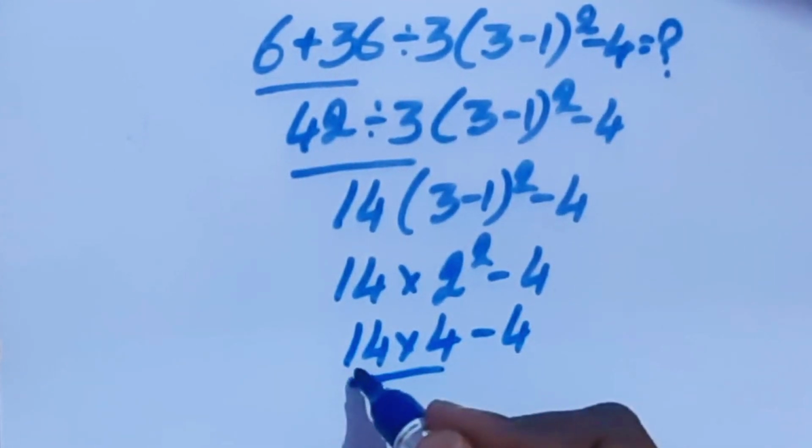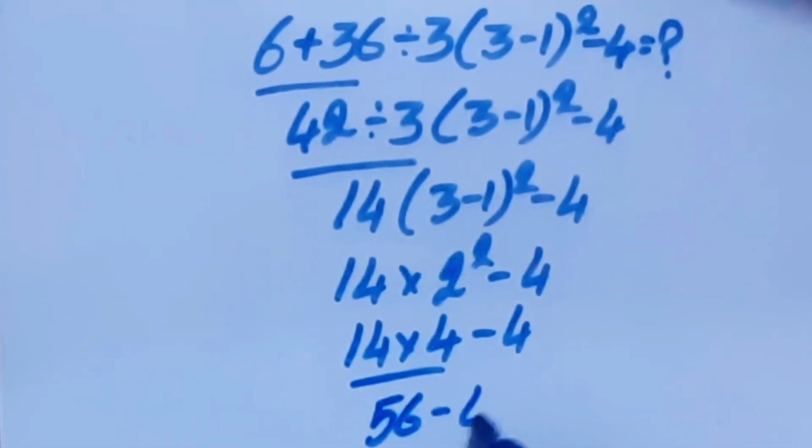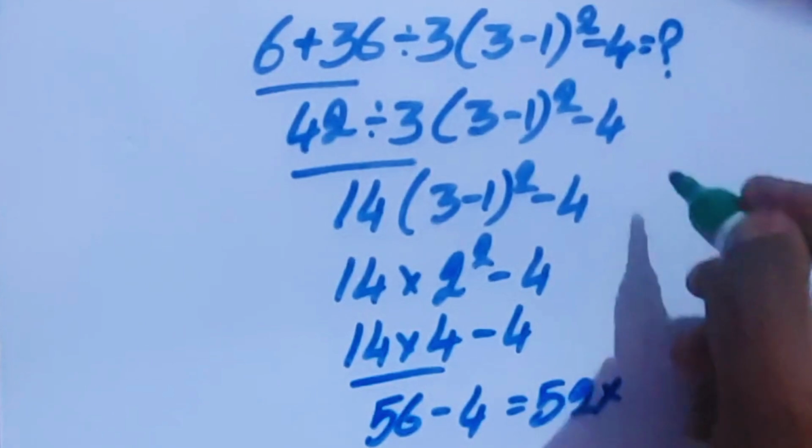Here 14 times 4 is 56, minus 4. Here 56 minus 4 is 52, which is the wrong answer. As per the order of operations, this 52 is the wrong answer.